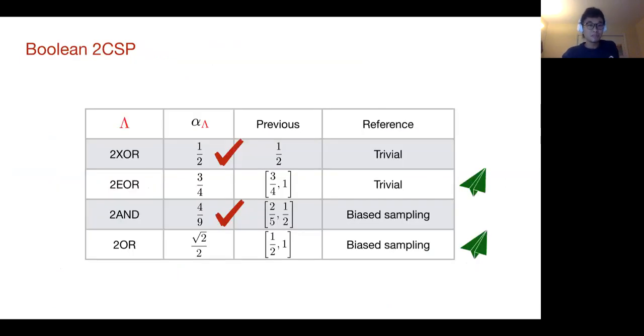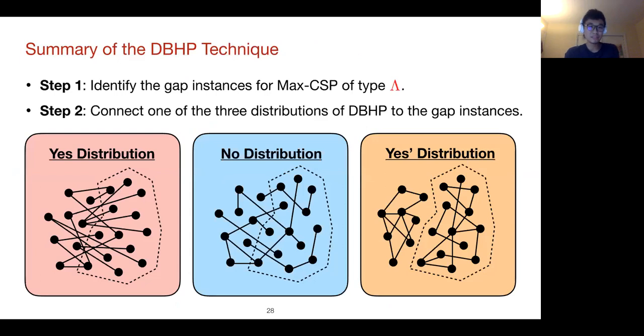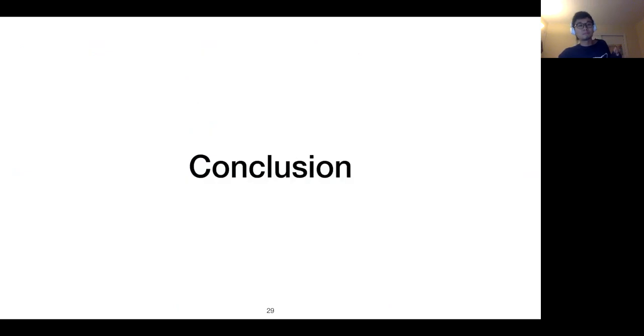Okay. And similarly, we can do the same things for the other two CSP problems. But due to the time limit, I won't explain it here. You can go to our paper for more details. So as a summary, the techniques provide us a very unifying and graphical way to understand the hardness of approximating Boolean 2-CSP in the streaming model.